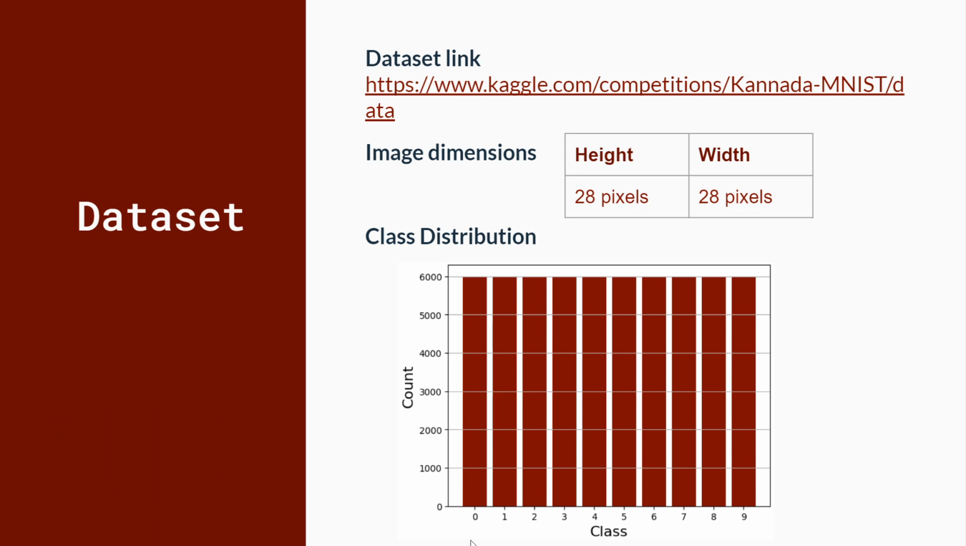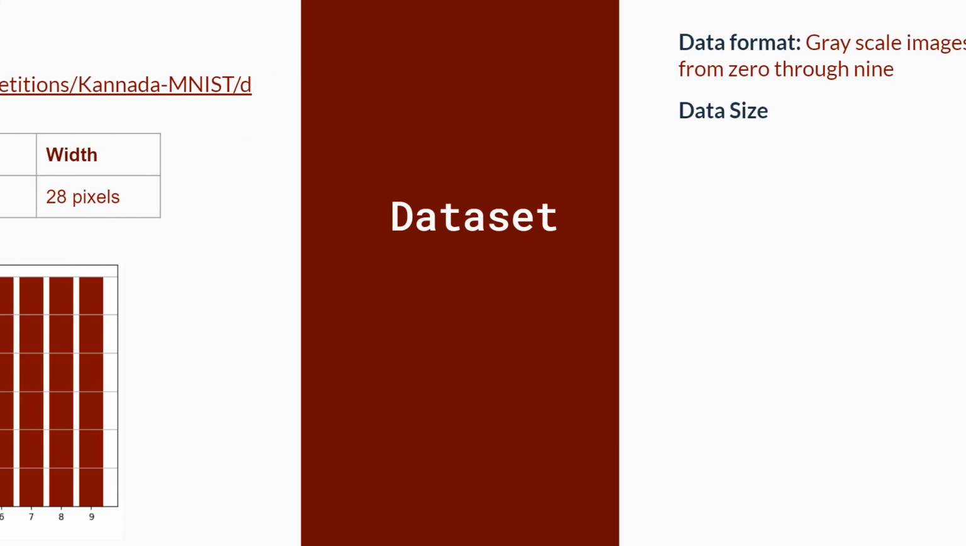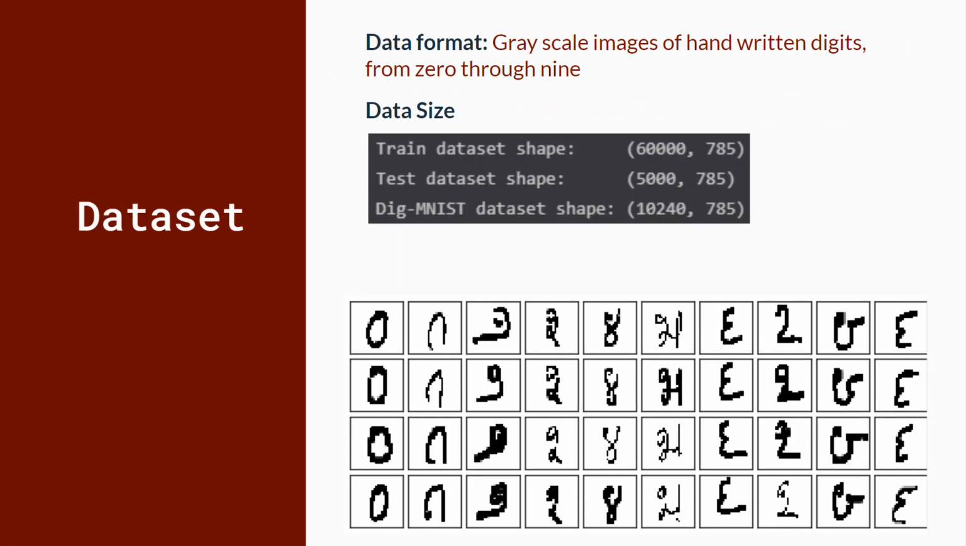If you see the x-axis, it goes from 0 to 9, which represents each digit, and we were able to get a uniformly distributed, classified data set. This is how the data images looked. They were grayscale images of handwritten digits: 0, 1, 2, 3, 4, 5, 6, 7, 8, 9, and this was the data size that we had.